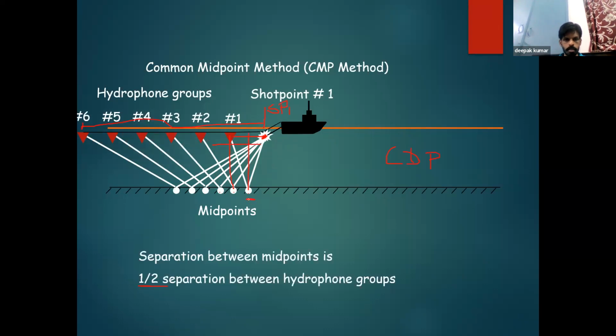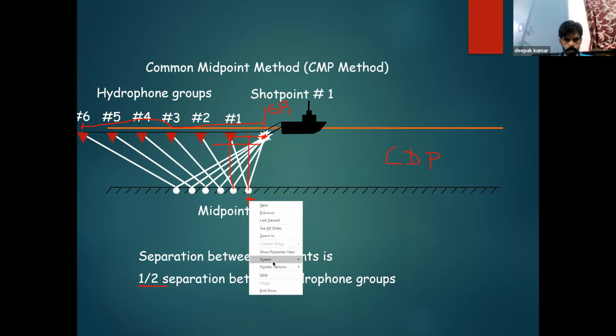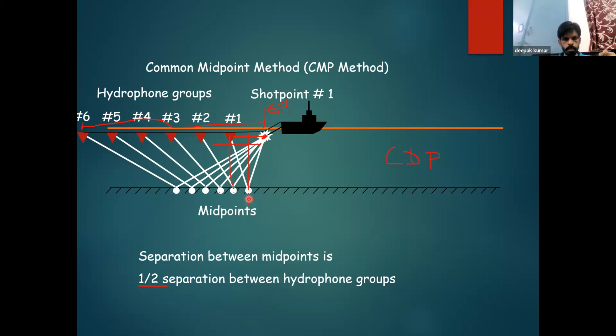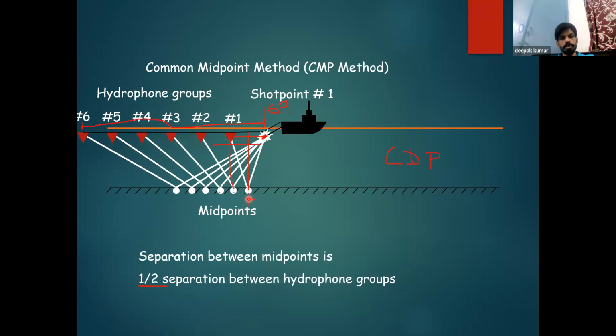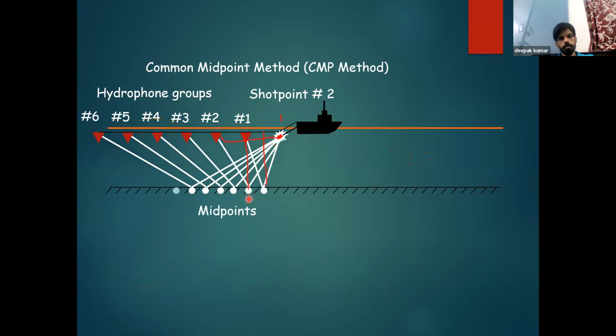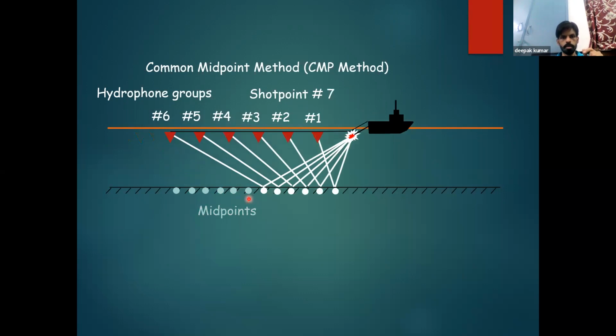You see, my one second. See, this is the position of my pointer. So as we move, my pointer remains the same. That means for a different scenario like shot point 1 and geophone 1, this was the midpoint. But as the shot moved, this was the position of shot point 2, and this is the midpoint for geophone 2 and shot point 2. So if this is clear, we'll move.